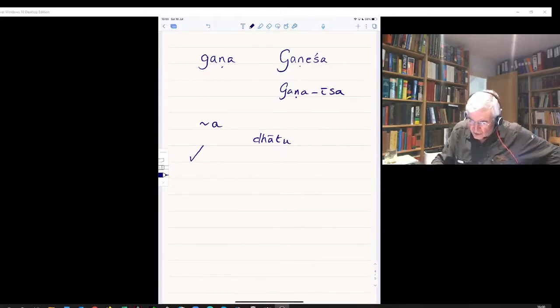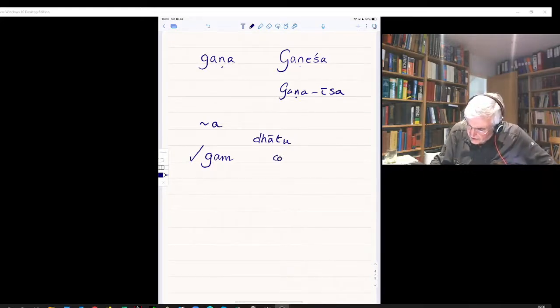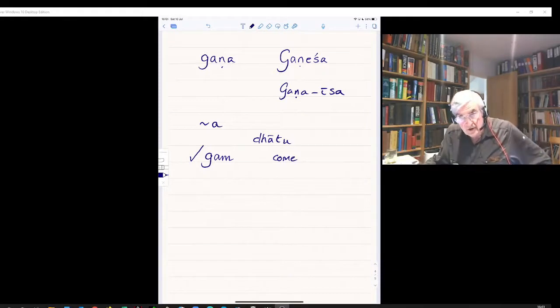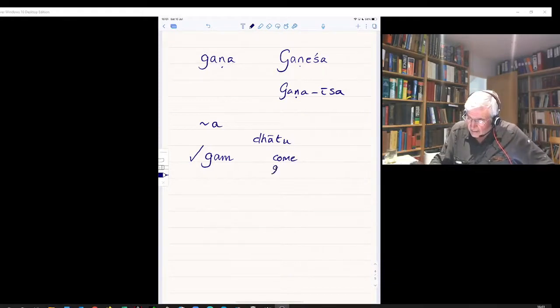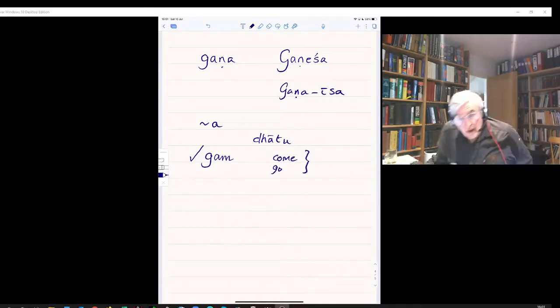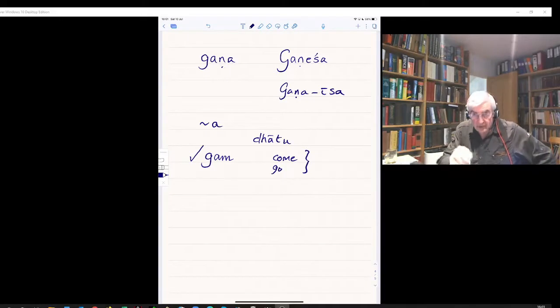So let's look at this root gam, meaning to go. No coincidence that it looks a bit like our English word come, because they are from the same origin. Go and come look very different in modern English, but they're both from the same Proto-Indo-European root, the gam.